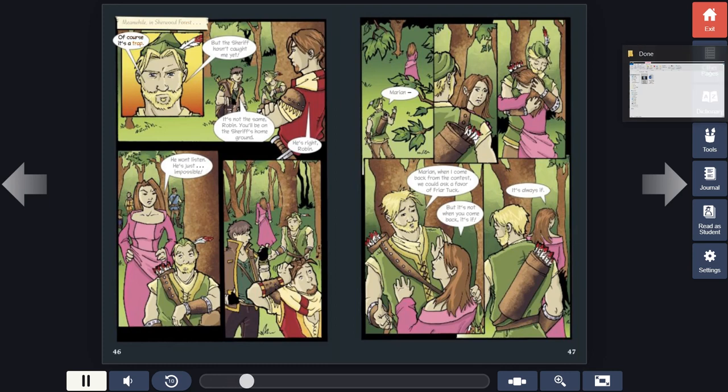Of course it's a trap, but the sheriff hasn't caught me yet. It's not the same, Robin. You'll be on the sheriff's home ground. He's right, Robin. He won't listen. He's just impossible. Marion, when I come back from the contest, we could ask a favor of Friar Tuck. But it's not when you come back. It's if. It's always if.